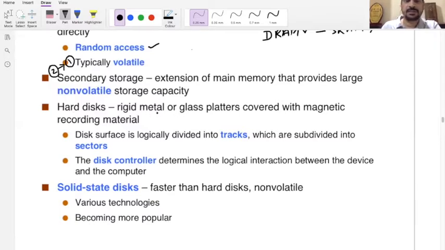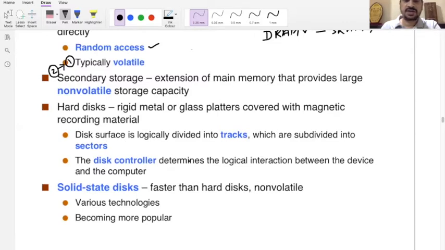A hard drive has metal or glass platters covered with magnetic recording material, and that's why it is called a magnetic disk. So your hard drive, secondary memory or secondary storage, is also called a magnetic disk. The disk surface is logically divided into tracks, which are subdivided into sectors. The sector is the smallest unit in which we can store data. I'll explain in detail what this is and how it looks.